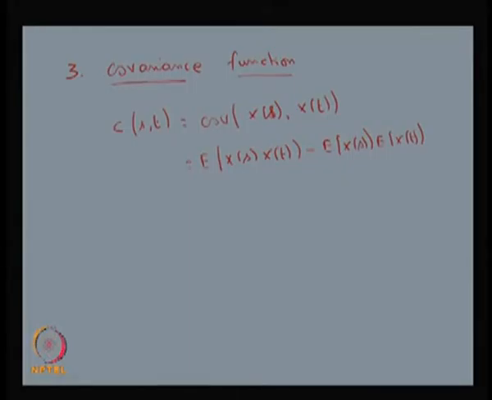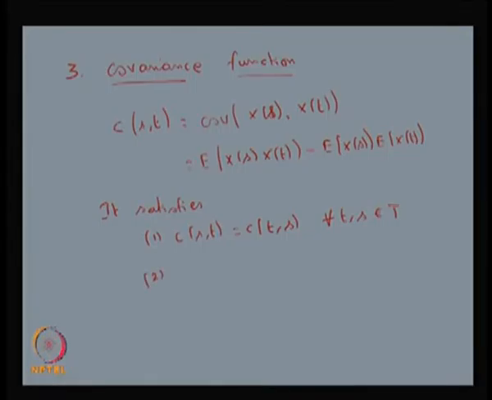Since it is the expectation of the product minus the expectation of the individual ones, it satisfies the first condition: C of s comma t is the same as C of t comma s for all t comma s belonging to capital T, where capital T is the parameter space. From the parameter space, if you take any two points t and s, the covariance function of s comma t is the same as that of t comma s.